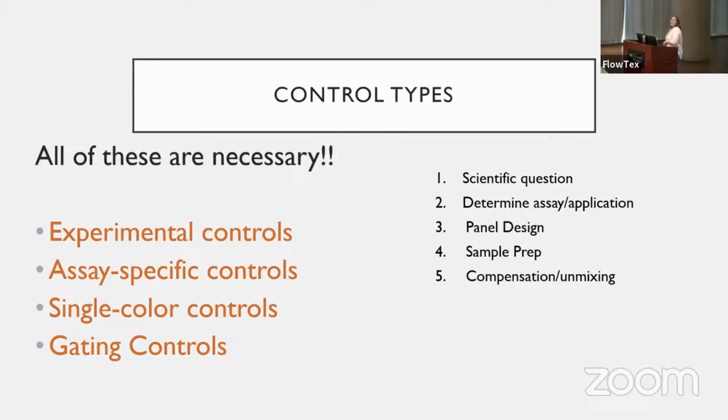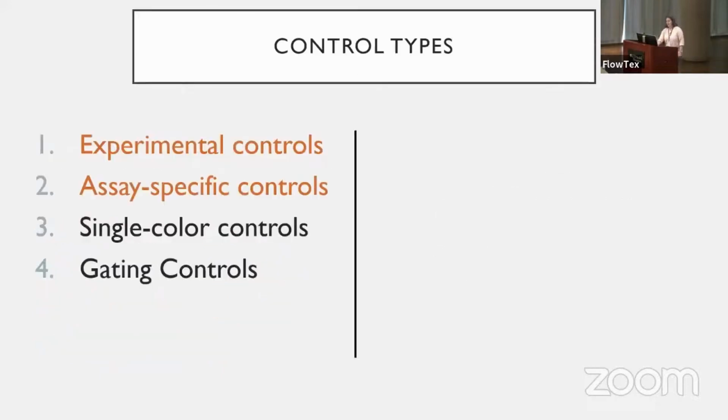The first one that everybody always asks me, I do a ton of teaching, right? You guys are super busy. You have at least 4 other assays going on in the lab. You want to get your data. You want to ask a very specific question. And you want to get out. Are all of these controls necessary? Experimental controls, assay-specific controls, single color controls, and gating controls. We're going to start with the first 2.